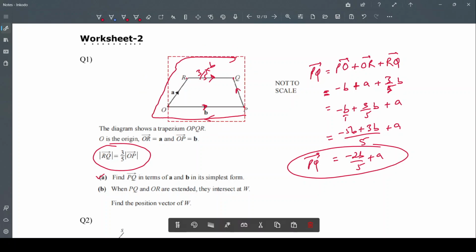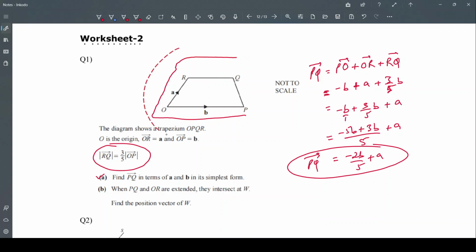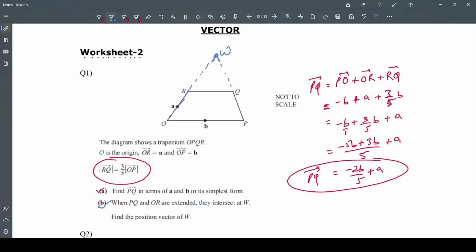We just did how to find the PQ vector. So the next question is, when PQ is extended and OR is extended, they meet at a point, and that point becomes W. So we have to find the position vector of W.